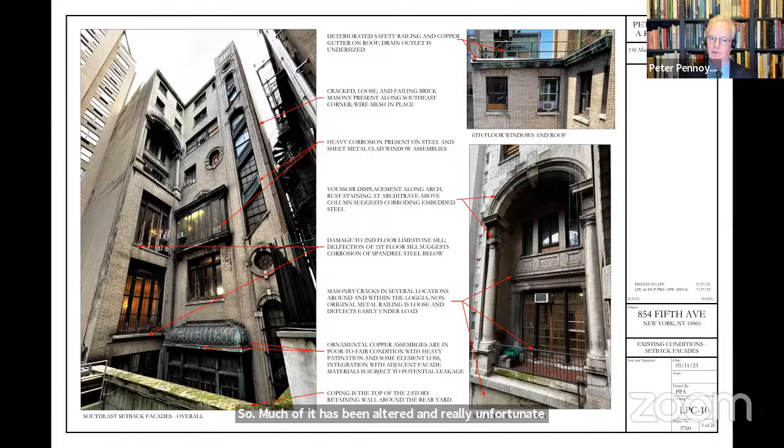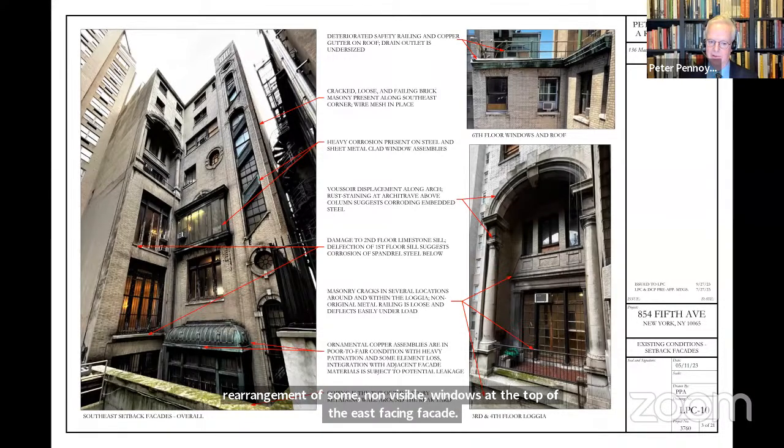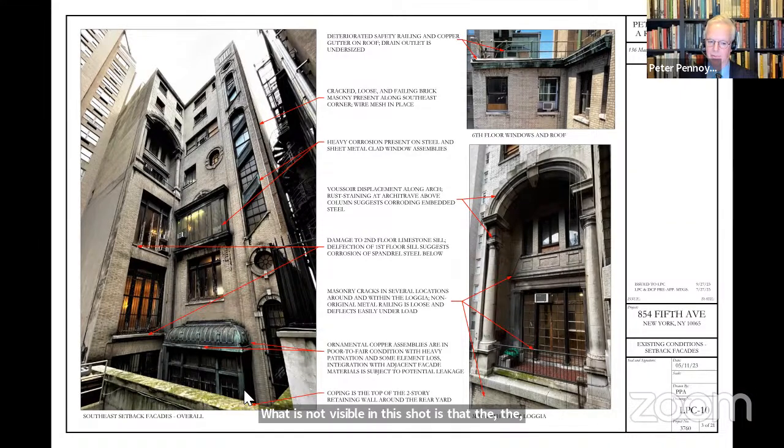We are proposing some alterations in the back, which I'll show you more further on, including an extension of the rear east bulkhead, introduction of some railings, and rearrangement of some non-visible windows at the top of the east-facing facade. What is not visible in this shot is that the courtyard goes way down to the subcellar. We will be raising the slab in that subcellar, and again, it's not visible, and that will require some alteration. Next.